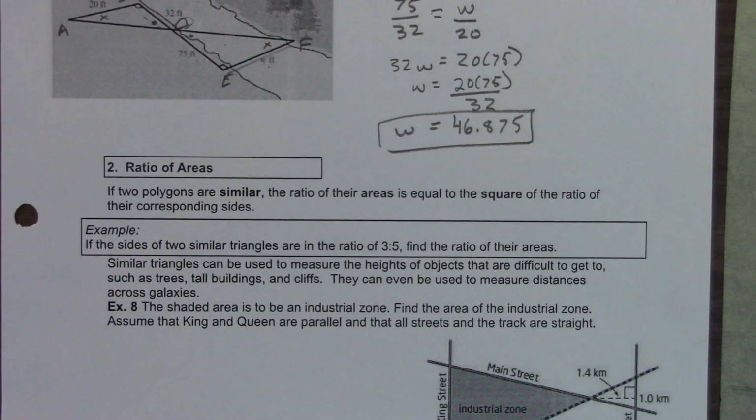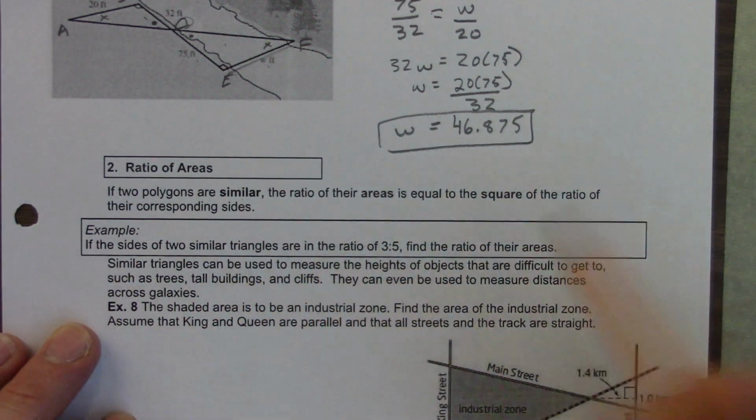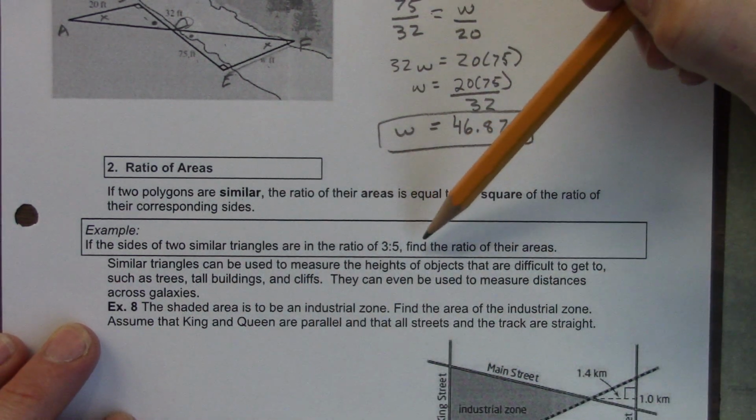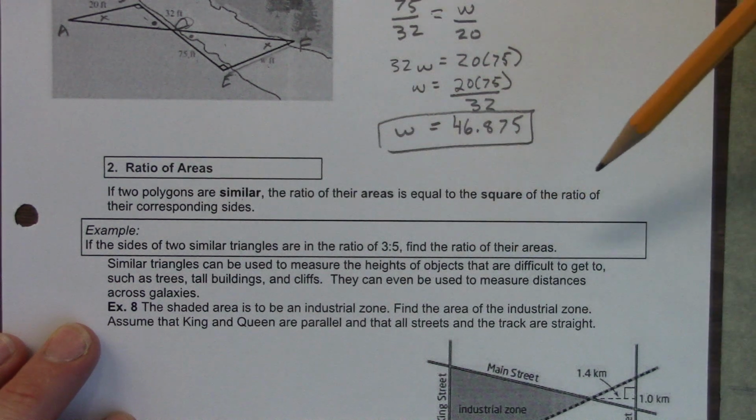Okay, so let's see what we're talking about here. Example: if the sides of two similar triangles are in the ratio of 3 to 5, find the ratio of their areas.